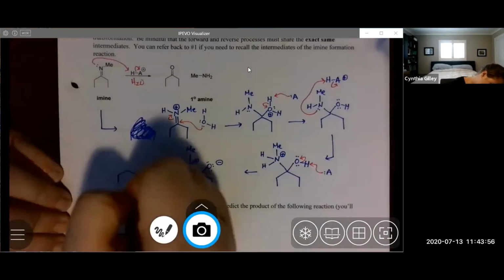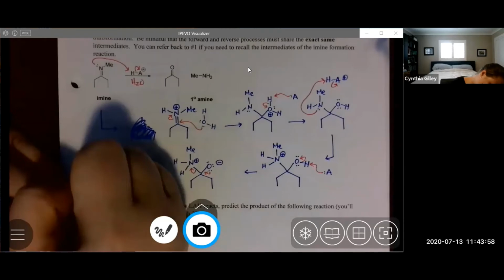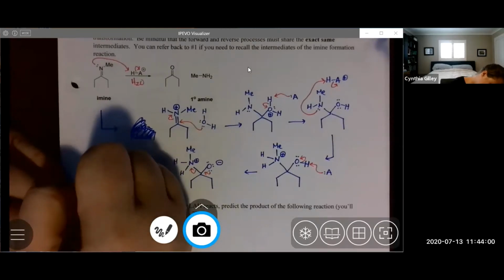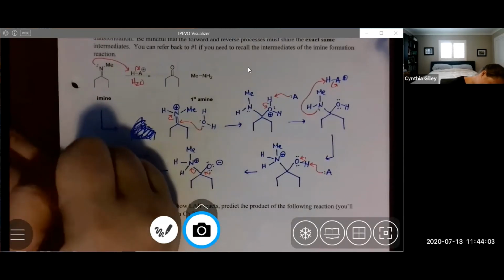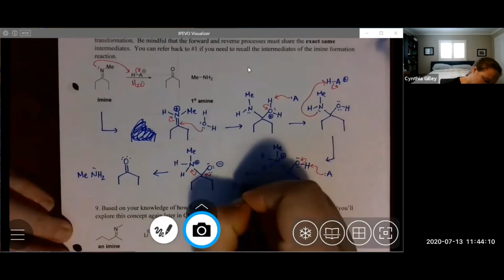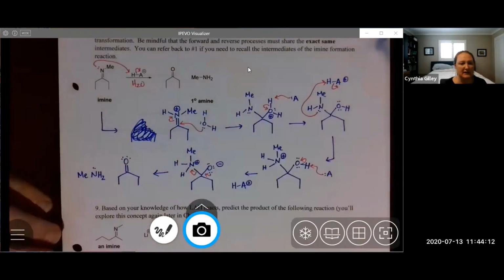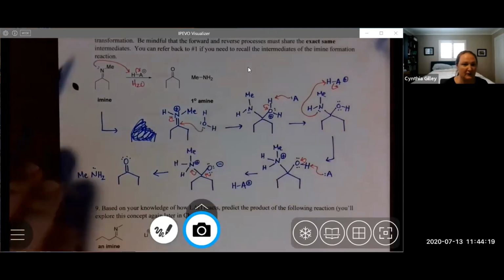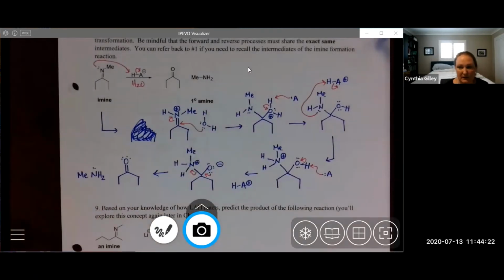Ketone and methane. And this previous step, regenerating the acid. So still catalytic acid is good, but with lots of water to drive the reaction back to the ketone and the amine. Whereas in the forward direction, we would have used a concentrated acid, very little water, to drive the formation of more water.